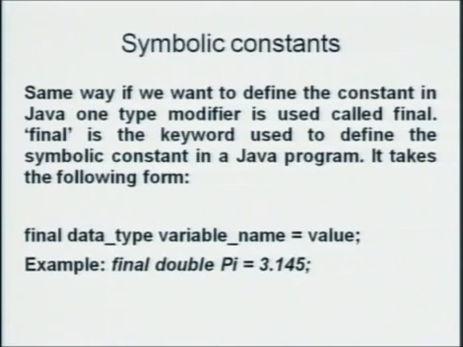If you want to achieve the same thing in the Java programming language, we can use the keyword final. Look at the example given over here: final double pi = 3.145. In this case, the variable pi will contain this fixed value 3.145, so you cannot change it afterwards. You can use that value in an expression, but you cannot change it by any means.